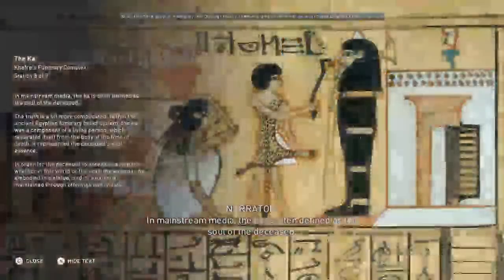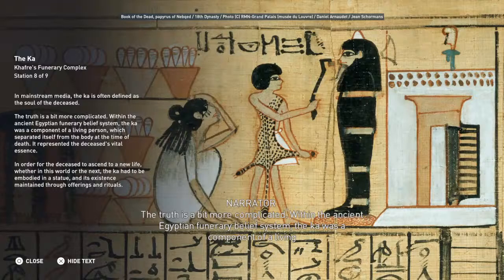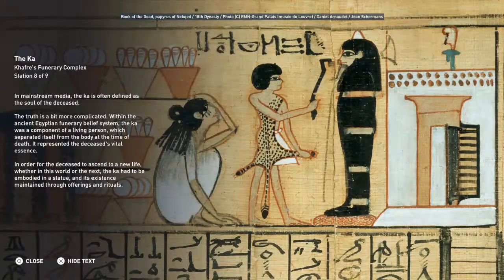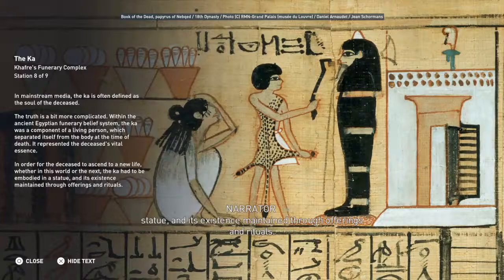In mainstream media, the ka is often defined as the soul of the deceased. The truth is a bit more complicated. Within the ancient Egyptian funerary belief system, the ka was a component of a living person, which separated itself from the body at the time of death. It represented the deceased's vital essence. In order for the deceased to ascend to a new life, whether in this world or the next, the ka had to be embodied in a statue and its existence maintained through offerings and rituals.